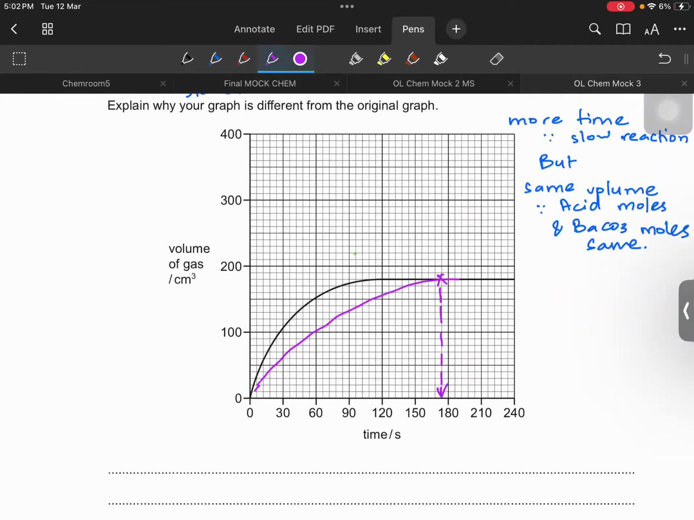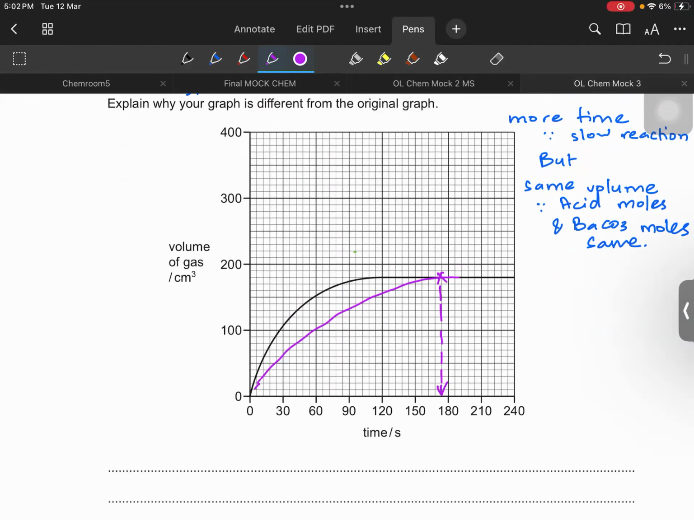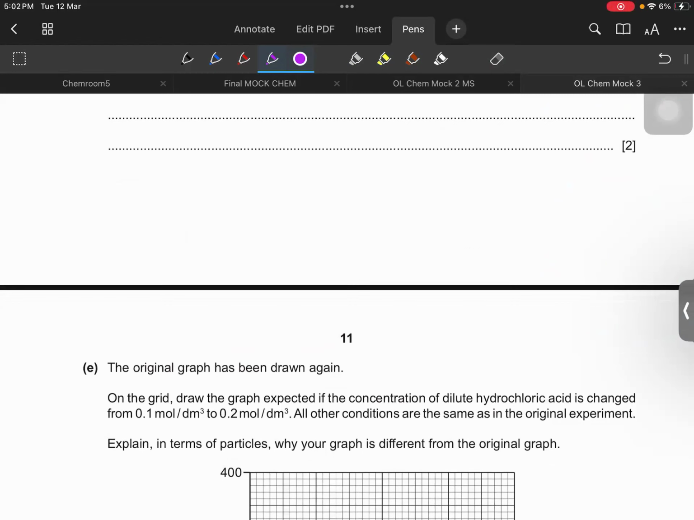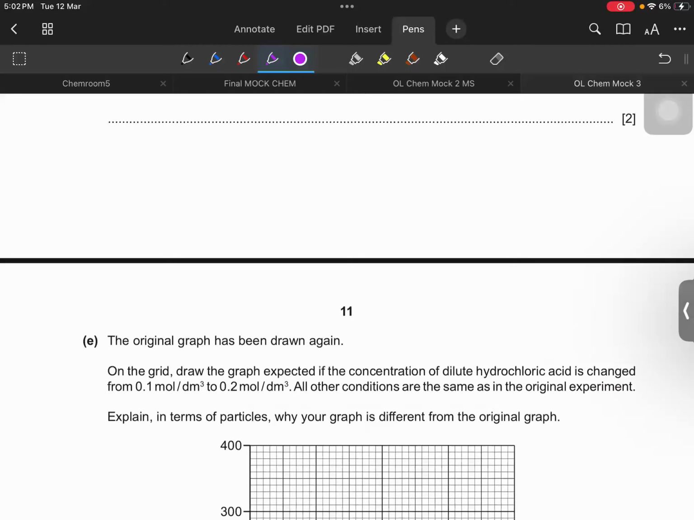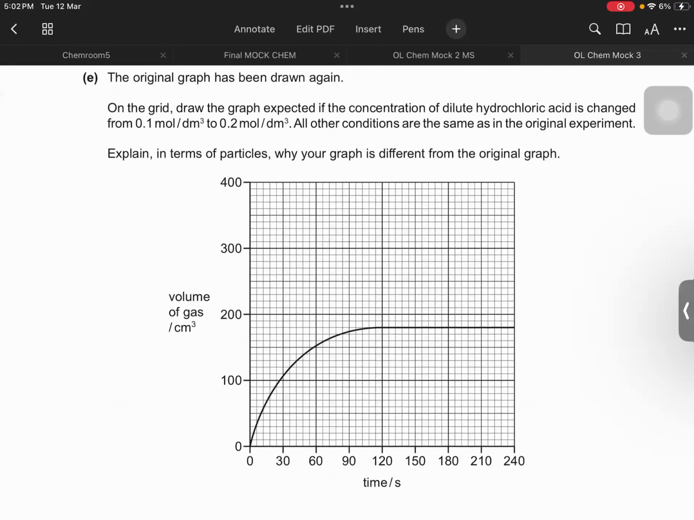Sir, write below what you have written above. But so slow time, more time, slow reaction, same volume as the moles were the same. Also, you can talk about the idea that large lump means less surface area, so less collisions. Can you please read part E for elephant yourself and figure out the answer?